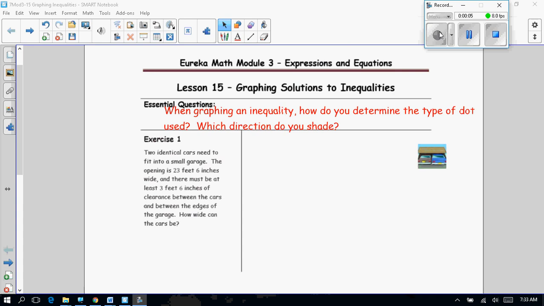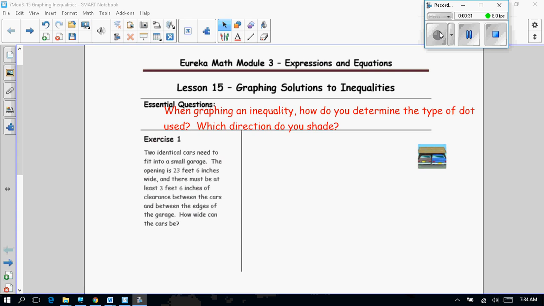We are working on Module 3, Lesson 15 today. I'm on page 113 of our book. Lesson 13 is Graphing Solutions to Inequalities. And today our essential questions: when graphing an inequality, how do you determine the type of dot used? And which direction do you shade? So we're going to be talking about our inequalities and finding all possible solutions, and that's what this whole graphing part is about. All right, so let's take a look at exercise 1.